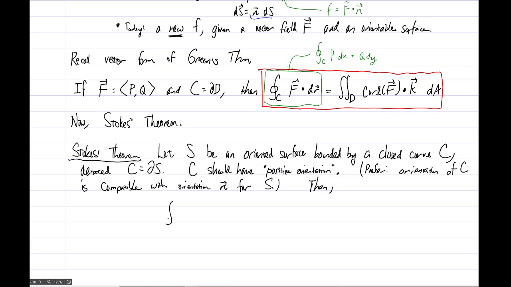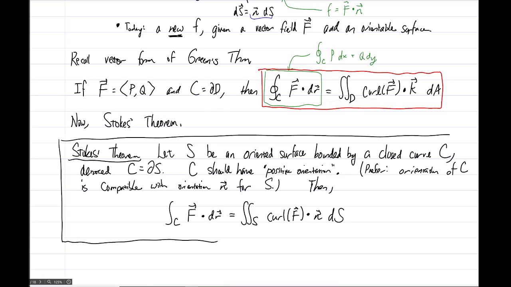Then the integral over C of F dot dr is equal to the double integral over S of the curl of F dot vector n dS. So that's the way we'll state Stokes' theorem. Let's first point out how similar it is to the vector form of Green's theorem.